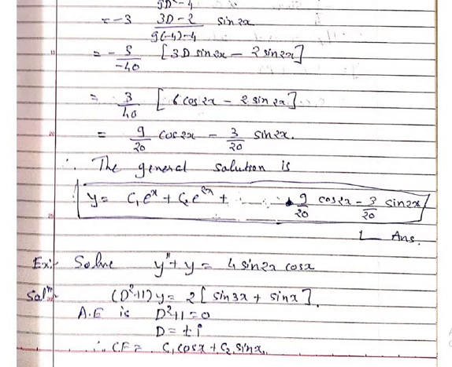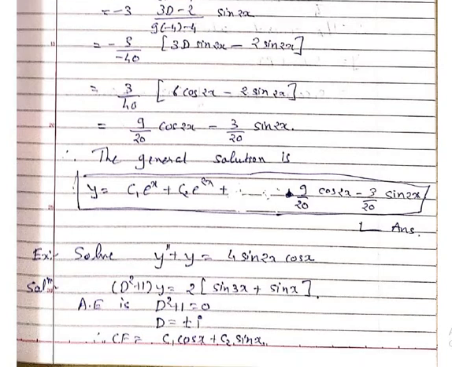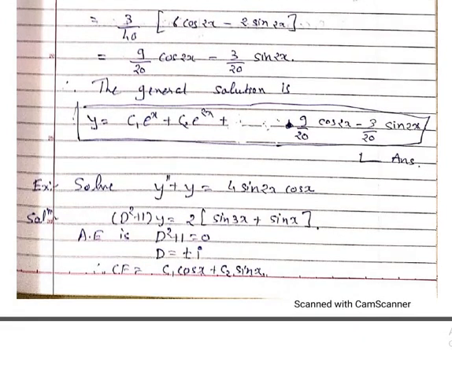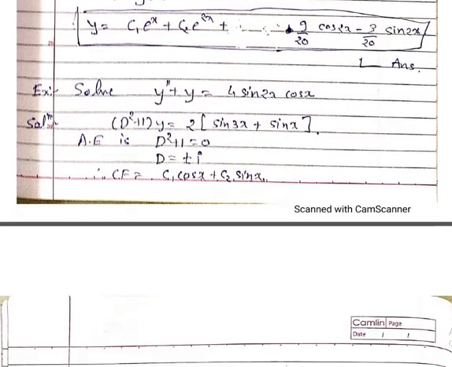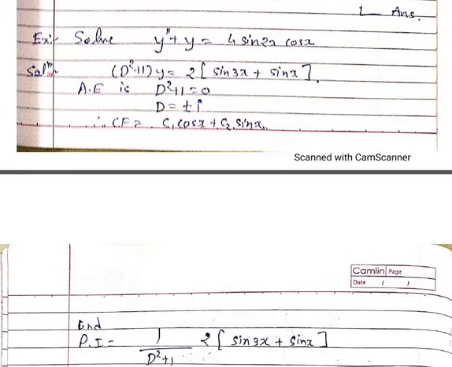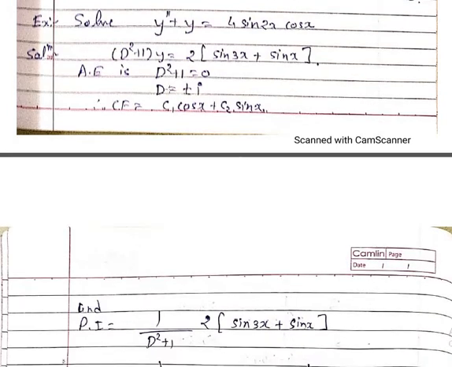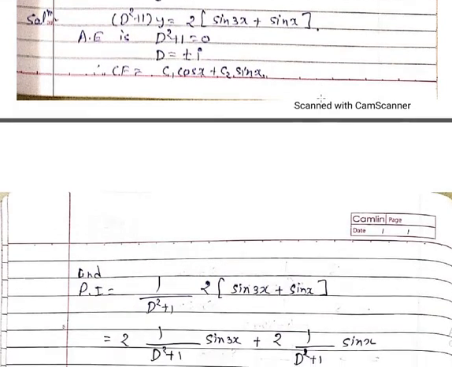Now solve the equation y double dash plus y is equal to 4 sine 2x cos 3x, and that will be d square plus 1 of y is equal to 2 sine 3x plus sine x. Here we are applying 2 sin A cos B, that will be sin(A+B) plus sin(A-B). So you have d square plus 1 is equal to 0, so d is equal to plus or minus i. So CF is c1 cos x plus c2 sin x.